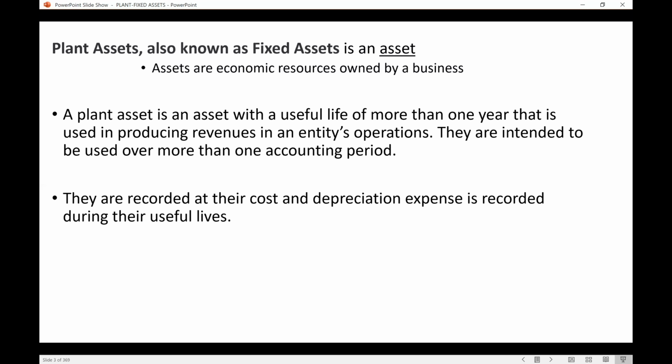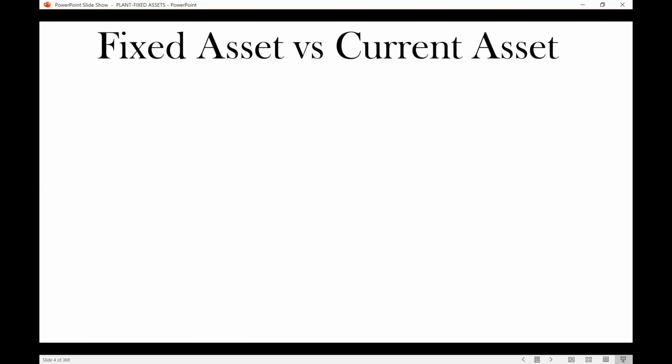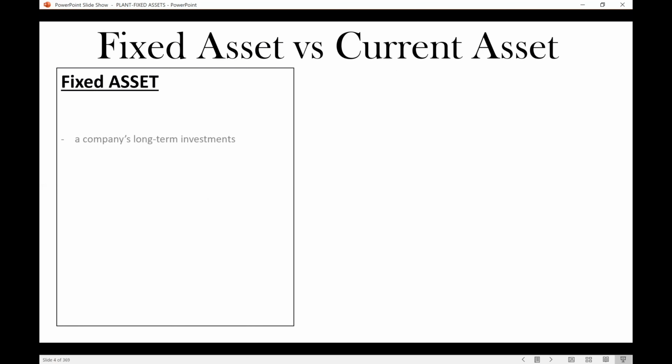Because we know what fixed assets are, we know that in our balance sheet you have fixed assets and current assets. So let's look at a comparison between the two. Let's start with fixed assets. These are a company's long-term investments, right? They have a useful life of more than 1 year, and that's why we said they extend beyond one accounting period.